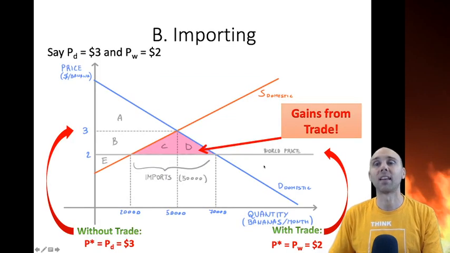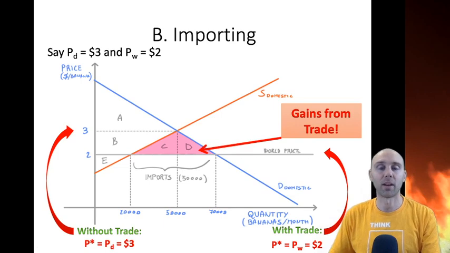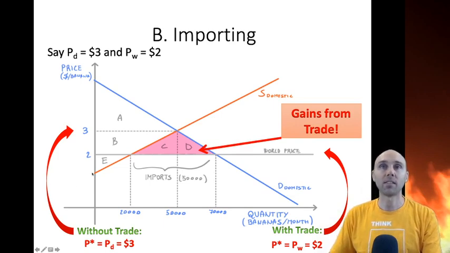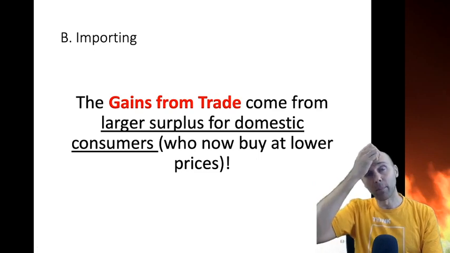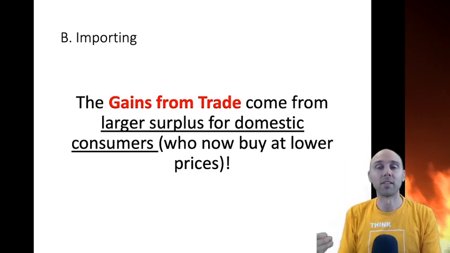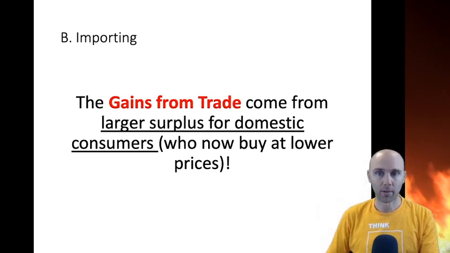Well, we can see again simply what these gains from trade are. And where are they coming from? Well, it's at the expense of our domestic producers, but our consumers overall are getting a larger surplus. So these are the basic efficiency and welfare reasons for why it's better to open up for trade.